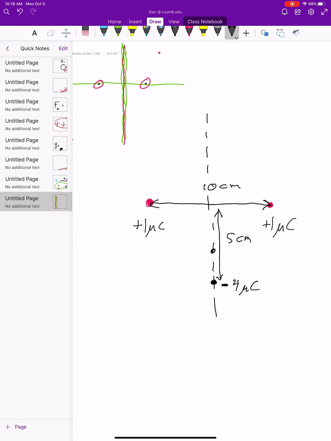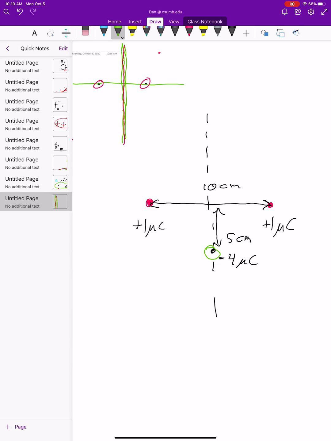It's not very much to scale. I'll make it more to scale. Okay, so that's 5 centimeters, and I said this was going to be negative 4 microcoulombs. All right, so now I have to figure out what is going to be the force acting on the negative charge here as a result of these other two charges.